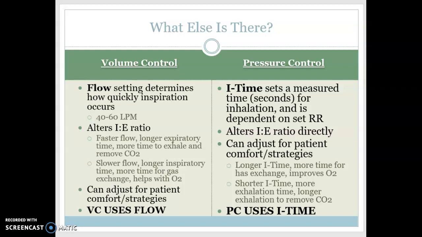Pressure control. We set an inspiratory time. This is an actual measured time during inhalation that is dependent on respiratory rate. And again, we can manipulate it depending on pulmonary needs and I to E ratio. So you can always check that, but every individual breath the patient takes will be the set time you set that is delivered by the machine.